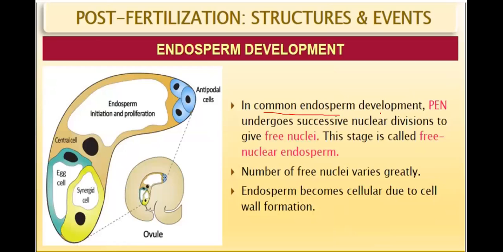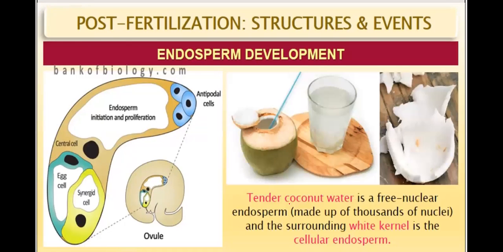In common endosperm development, the primary endosperm nucleus undergoes successive nuclear divisions. There will be only nuclear division to give free nuclei. This stage is called free nuclear endosperm. The number of free nuclei varies greatly. Endosperm becomes cellular due to cell wall formation. Tender coconut water is free nucleate endosperm made up of thousands of nuclei, and the surrounding white kernel is the cellular endosperm. So this is the nuclear endosperm, and this is the cellular endosperm.